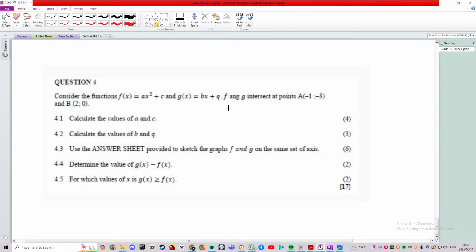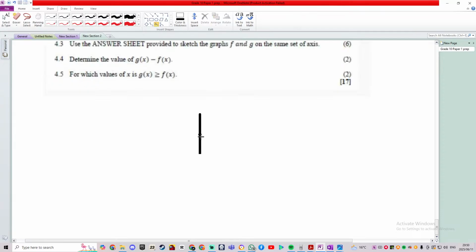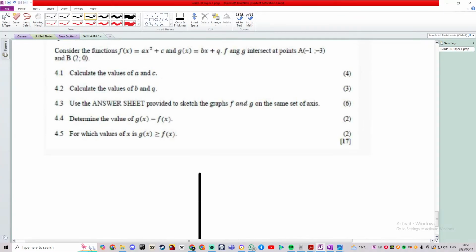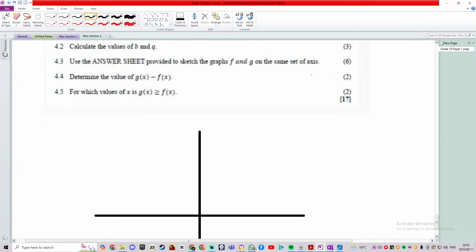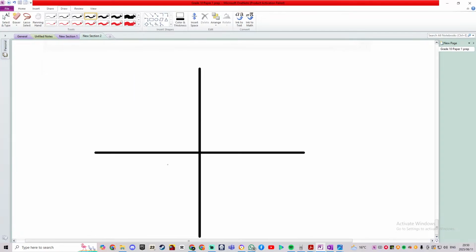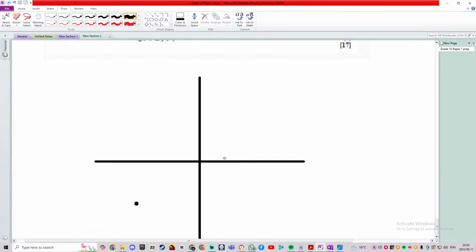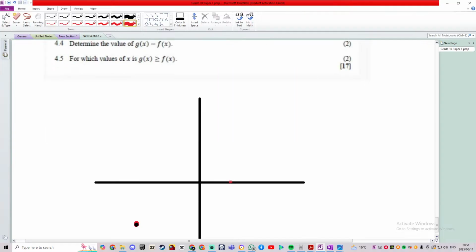Let me just visualize. I like to visualize, yeah? So they intersect at -1 and -3, which would be around here, around there. I'm just drawing a rough graph. And they intersect at 2 and 0. Let me just make this a different color. And they intersect at 2 and 0, no? 2 and 0, which is here. Yeah?